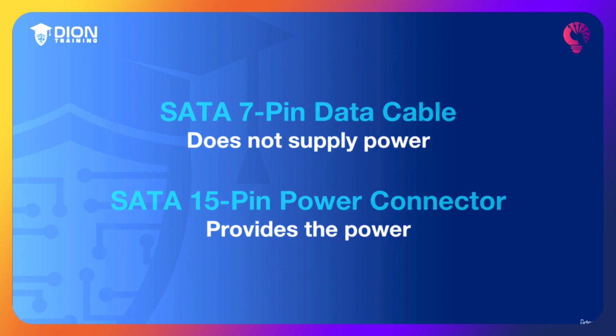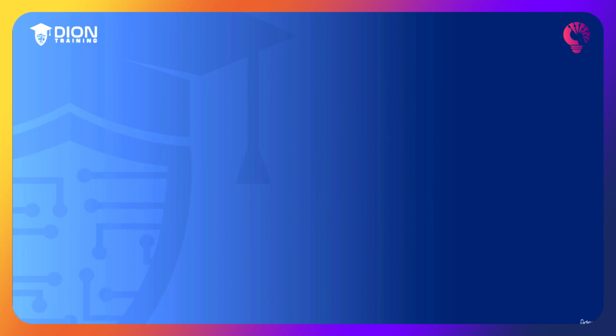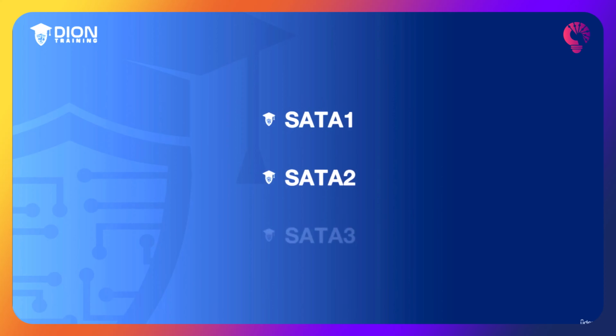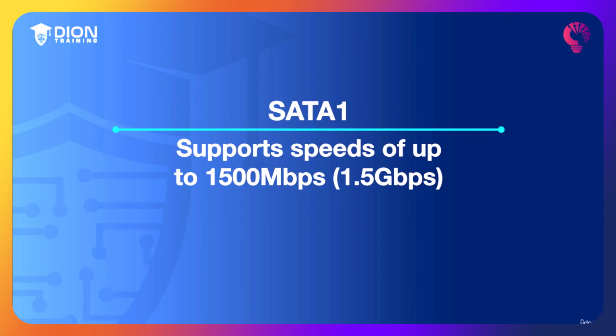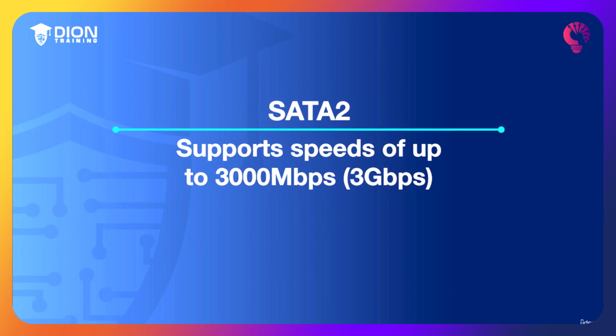that device. Now, SATA data cables come in 3 varieties, but they all use the exact same type of connector, which is an L-shaped 7-pin connector. These cables come in version 1, 2, or 3, which are designated as SATA Revision 1, SATA Revision 2, and SATA Revision 3. With SATA Revision 1, you could support speeds of up to 1500 megabits per second or 1.5 gigabits per second. With SATA Revision 2, you could support speeds of up to 3000 megabits per second or 3 gigabits per second. And with SATA Revision 3, you can support speeds of up to 6000 megabits per second, which is 6 gigabits per second.